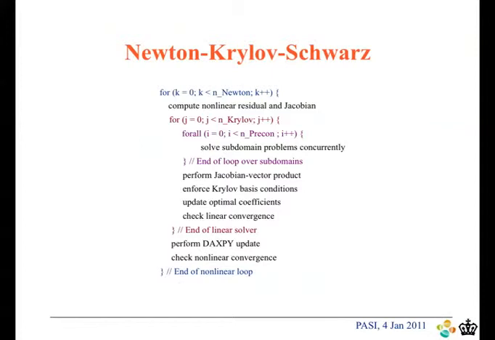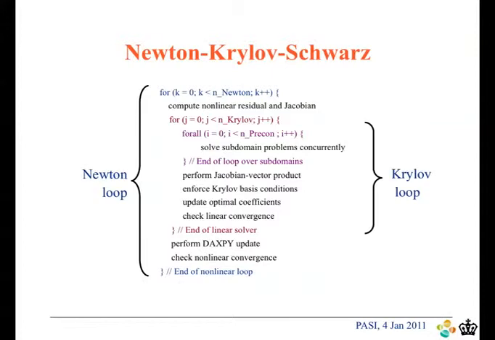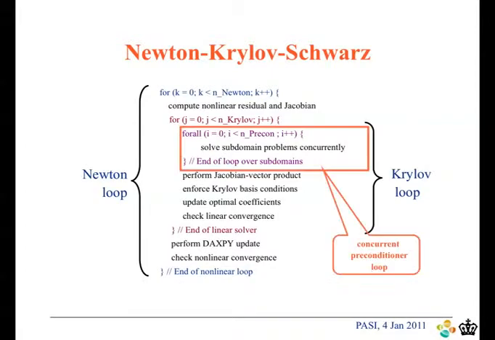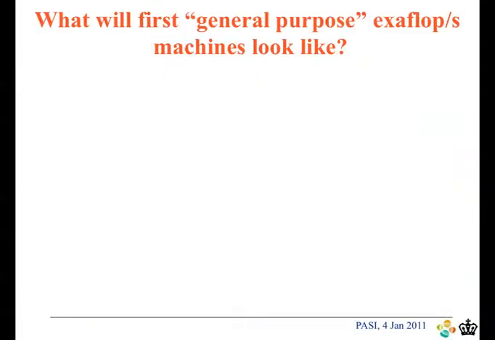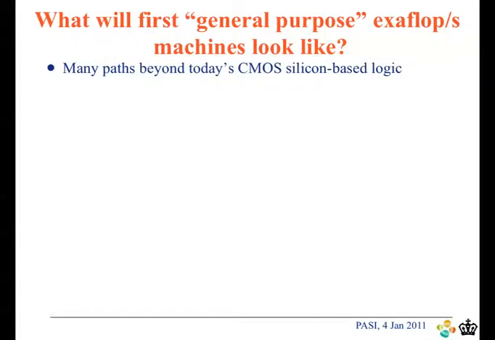And so this is what the inner loops look like, and the concurrency occurs primarily at the preconditioner sweep. And this is, of course, a core algorithm in PETSc and in many PDE solvers. Now, what will general purpose exascale systems look like to host an algorithm like this?